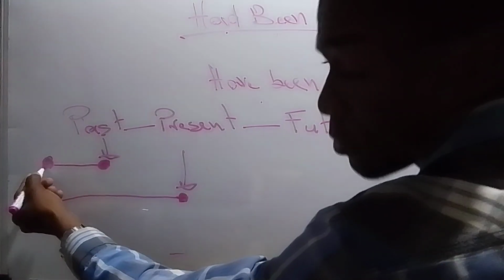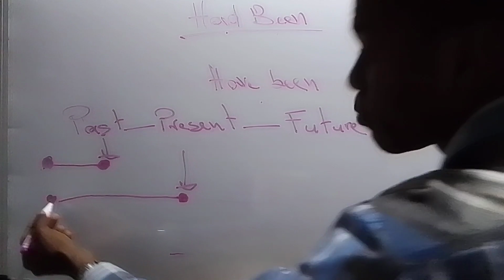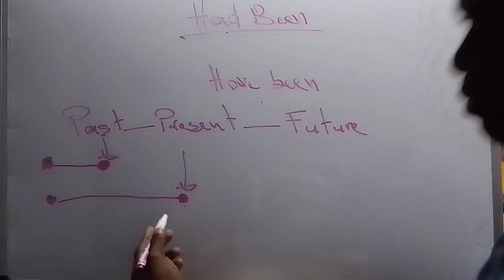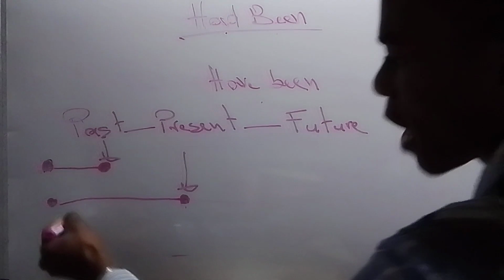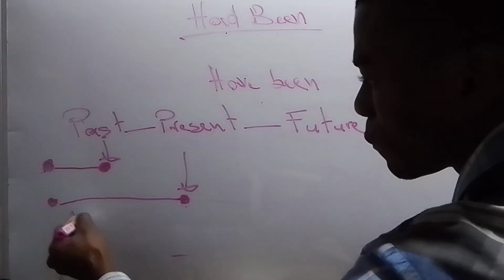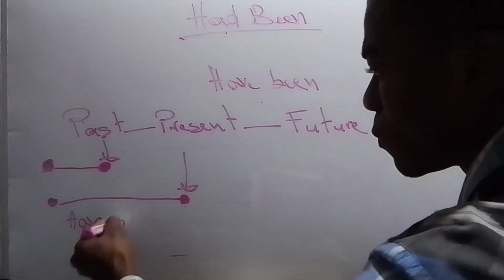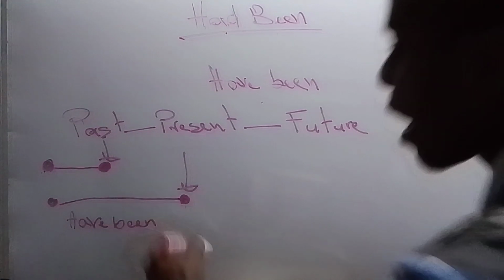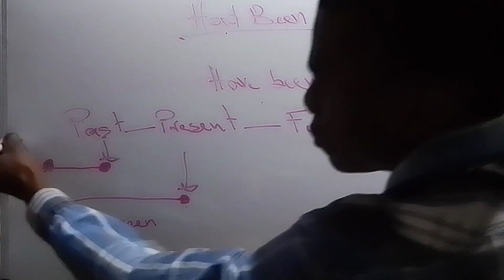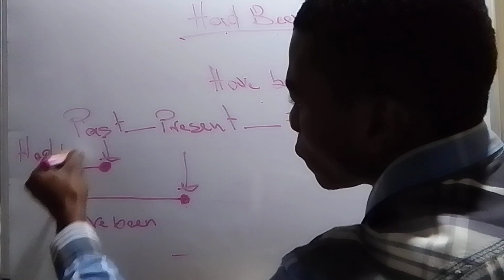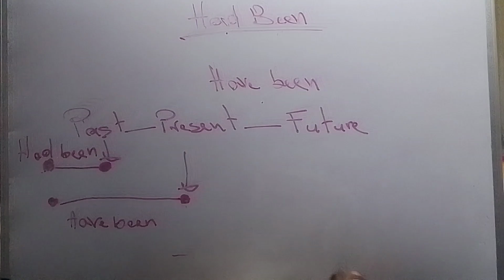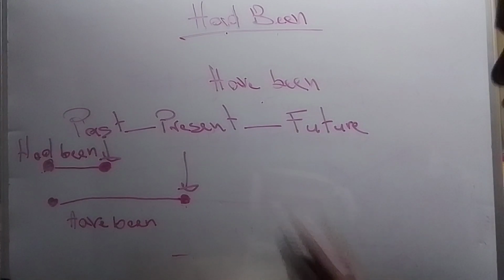That's the past perfect continuous. That's the present perfect continuous. Okay? Here we have have been, but right here we have had been. That's the way it is.